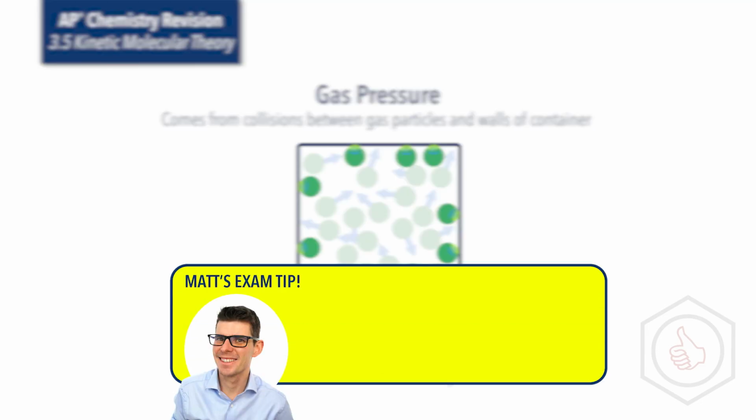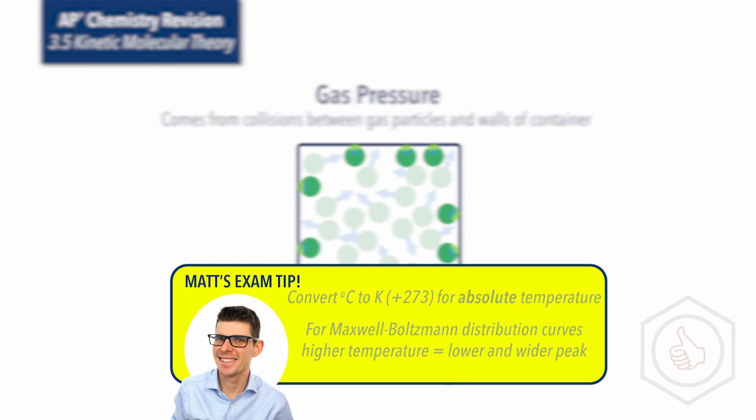Exam tip here: on questions involving kinetic energy and temperature, always convert your temperature to Kelvin from degrees Celsius. For Maxwell-Boltzmann distribution curves, remember a higher temperature means a lower but wider peak that's shifted slightly to the right.